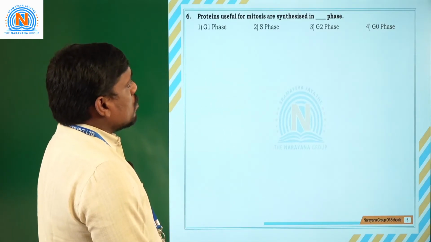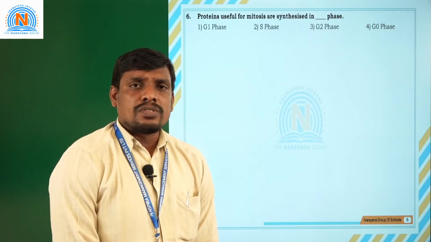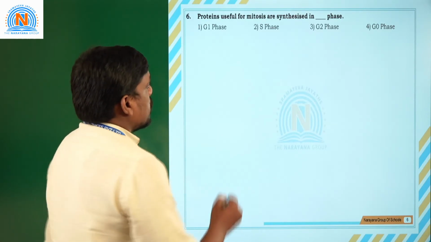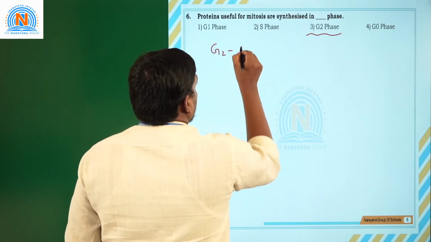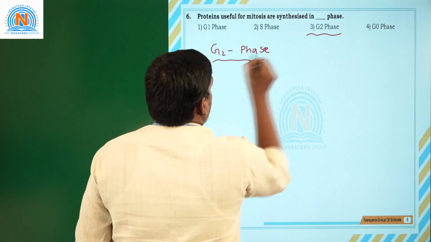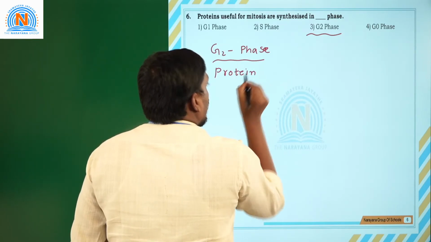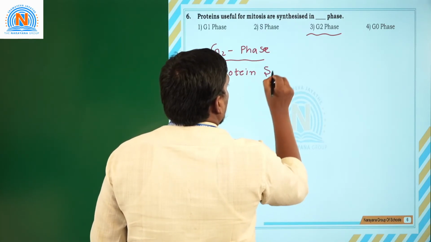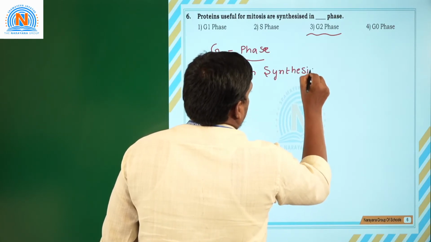Proteins useful for mitosis are synthesized in dash phase. Protein synthesis takes place in which of the following phases? As we have already seen, protein synthesis takes place at the gap 2 phase. What is G2 phase? The gap 2 phase. During gap 2 phase, generally protein synthesis takes place. Here, ribosomes are helpful for protein synthesis. With the help of ribosomes, in gap 2 phase, protein synthesis takes place.